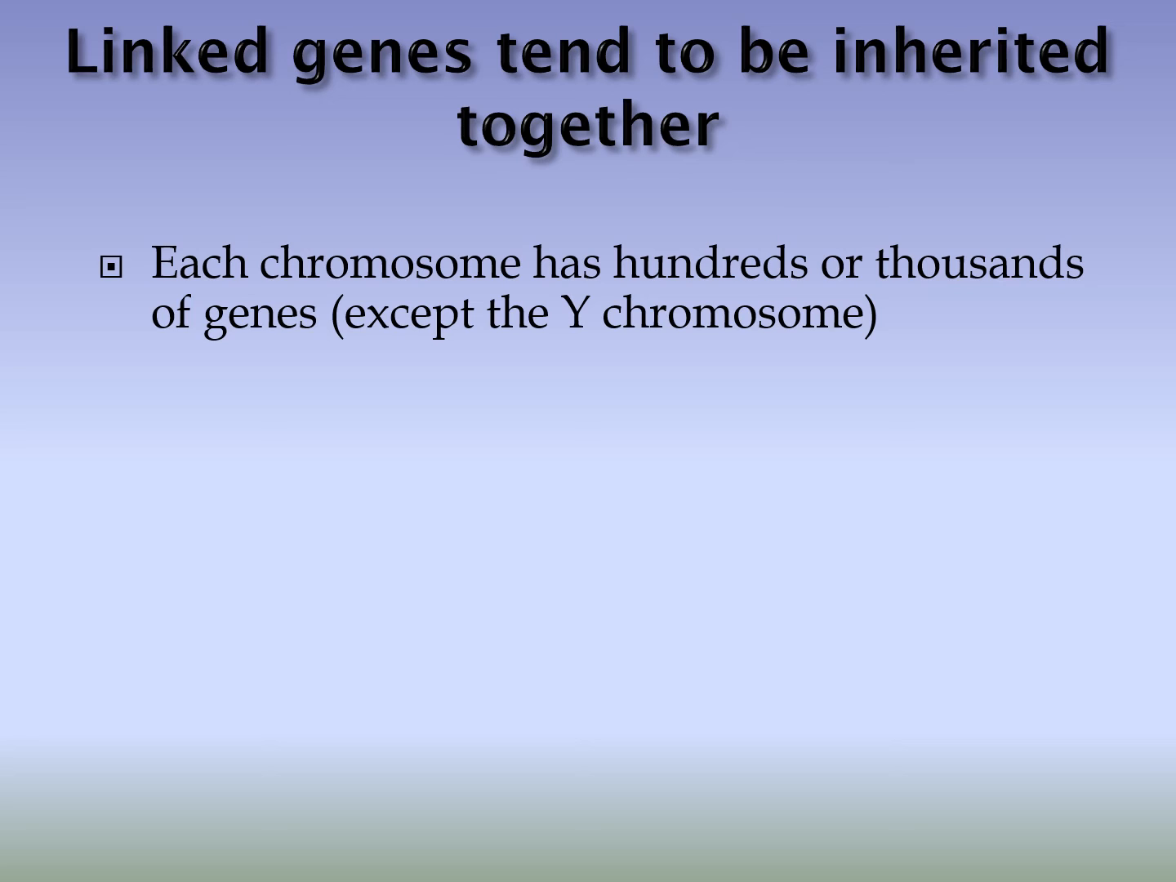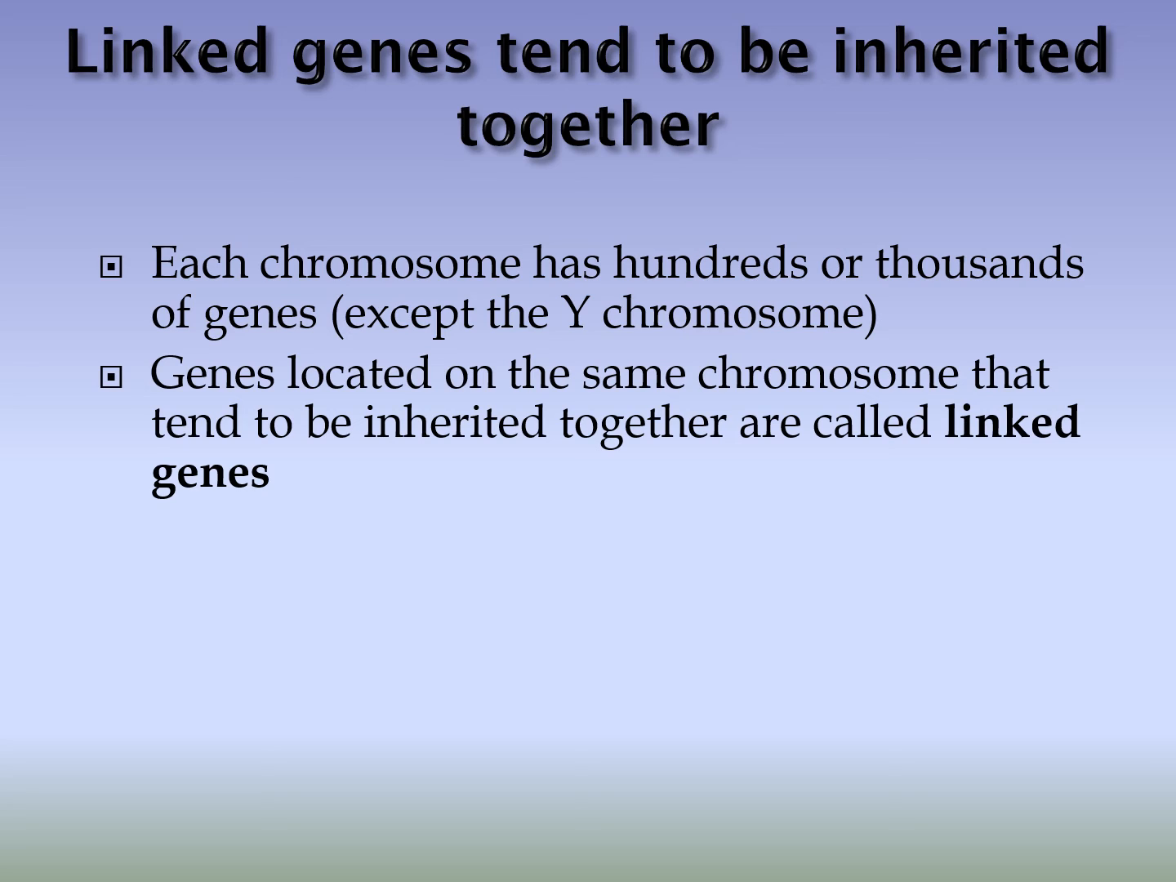Again, just a little background: each chromosome has hundreds or 1,000 genes along the length of it, of course, except for the Y chromosome. The genes located on the same chromosome tend to be inherited together because that chromosome is going to be passed from one generation to the next. However, if crossing over occurs, they may not be inherited together, right? Remember, crossing over can occur, but it doesn't occur everywhere. So the majority of the time, a lot of the genes on the same chromosome are going to be linked. They're going to be inherited together.